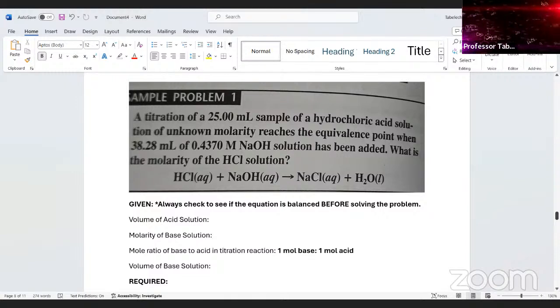HCl is your acid, sodium hydroxide is your base, forming sodium chloride and water. This also, by the way, is a neutralization reaction. Anytime you have an acid and a base reacting together, you're going to always form a salt plus water, okay?